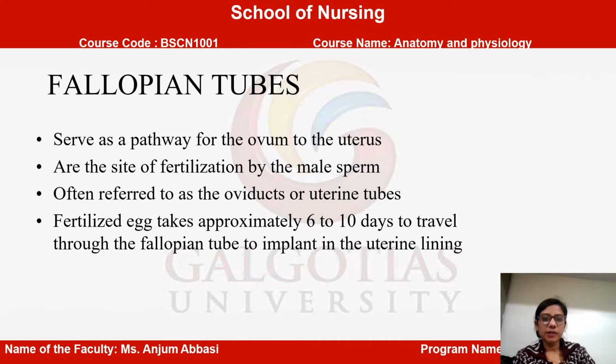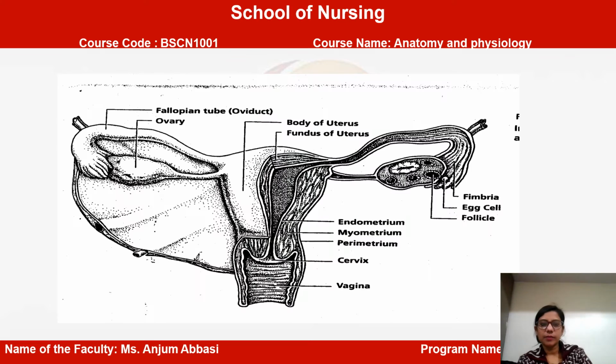Next, we will be learning parts of the fallopian tube. Fallopian tubes are the part of the female reproductive system that are directly attached to the uterus, and they serve as a pathway for the ovum to the uterus and are the site of fertilization by the male sperm. They are often referred to as the oviducts or uterine tubes, and a fertilized egg takes approximately 6 to 10 days to travel through the fallopian tube to implant in the uterus lining.